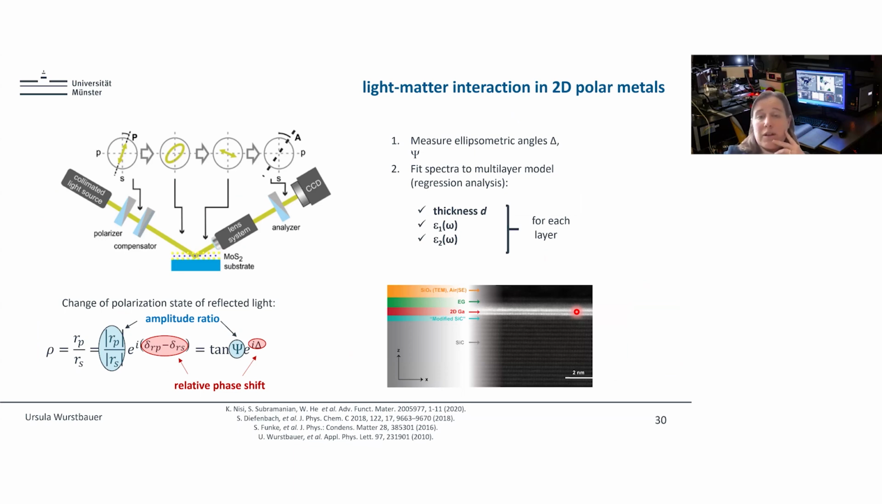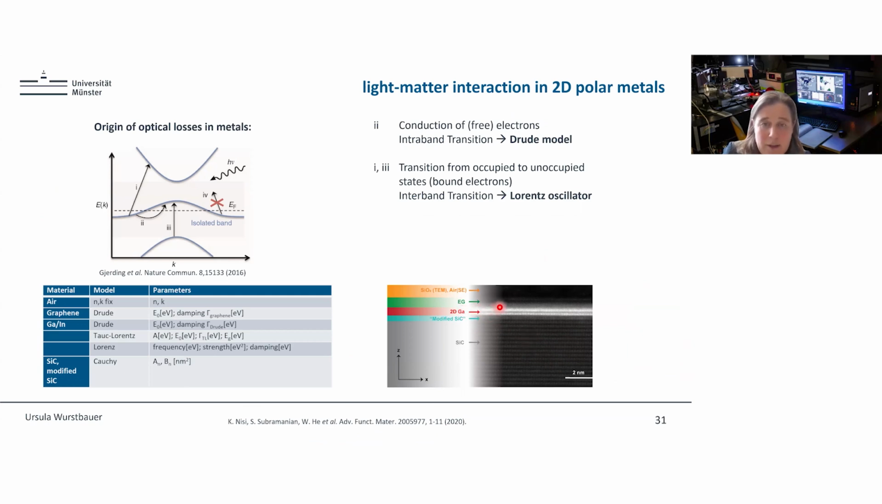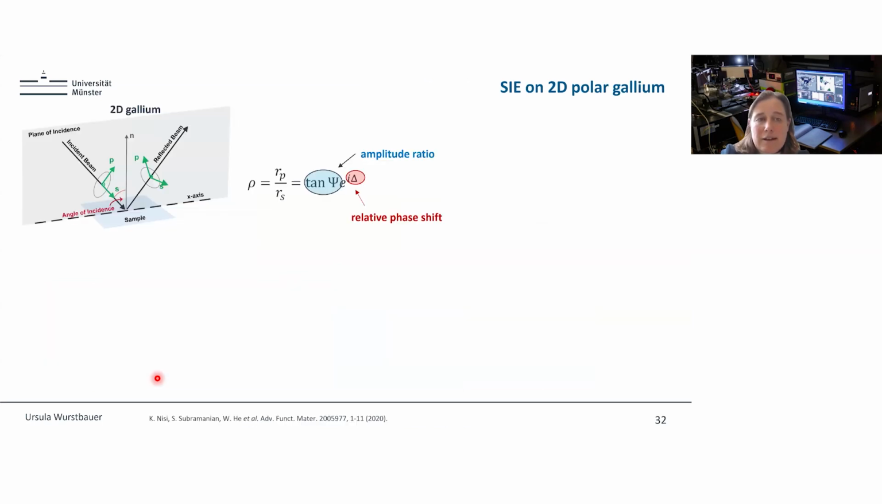In our case, the model is simple. We have the silicon carbide, a semiconductor, however, a wide bandgap semiconductor, so here we're using a Cauchy model. Then we have the 2D gallium, and the textured graphene, and on top you typically have air or silicon dioxide for the TM analysis, but in our case, we just use the air on top. Graphene is modeled by Drude and Tauc-Lorentz. Gallium indium is by Drude plus Tauc-Lorentz and Lorentz terms, and the silicon carbide by a Cauchy term. With that, we can describe the full structure and extract the dielectric function of the individual layers.